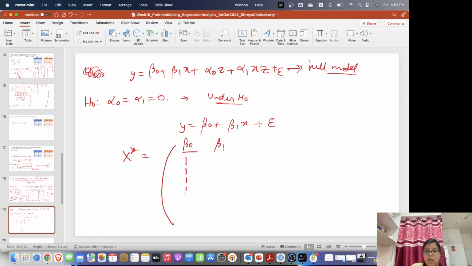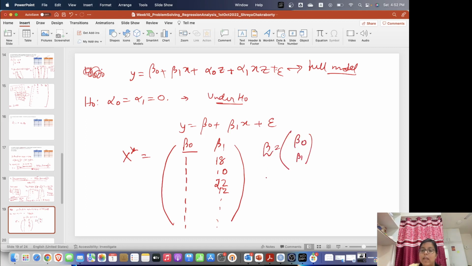Under the restriction, the revised model has beta naught and beta 1, that is a column of 1s and all the x's that we had, 18, 10, 12, 22, 12, and so on and so forth. So under H naught our x matrix will not have 4 columns, because we are taking into consideration that alpha naught and alpha 1 are 0. So we would have just 2 columns, and the beta vector would also be beta naught and beta 1.